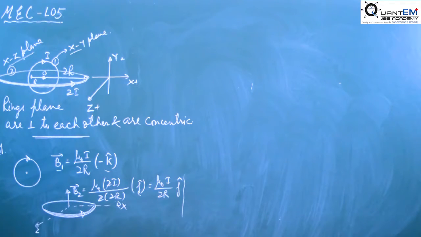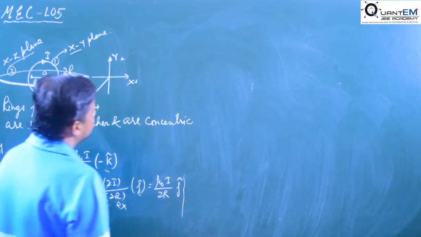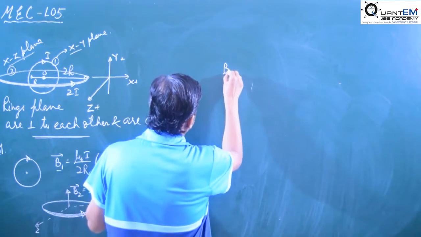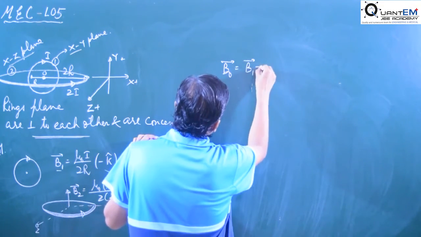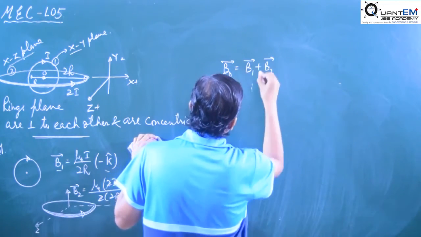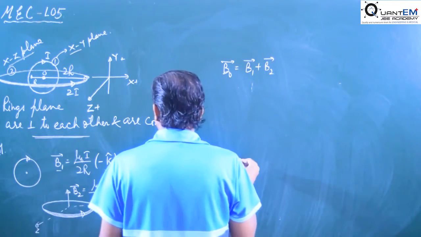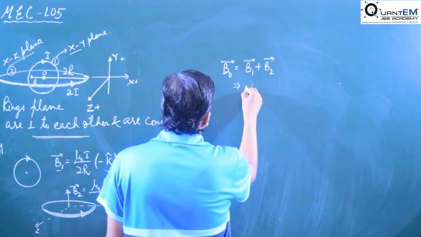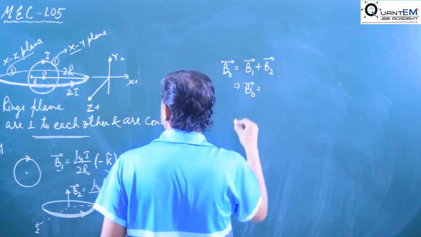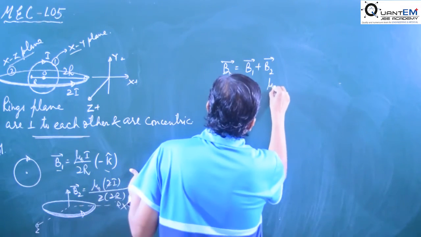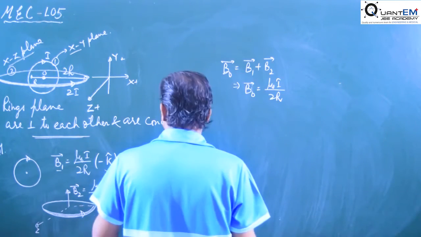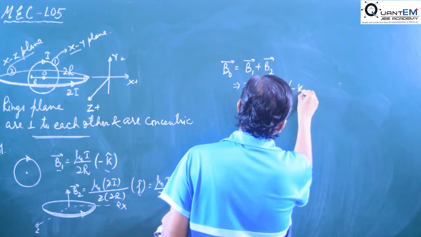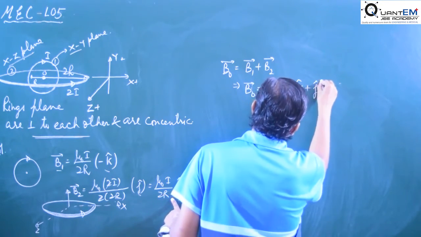Now we have to use the vector law of addition simply. So what is the magnetic field intensity at the common center? This will be vector B1 plus vector B2. So what you get is mu naught I by 2r into minus k cap plus j cap.